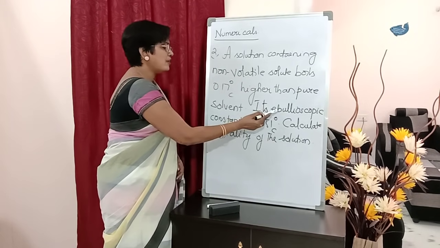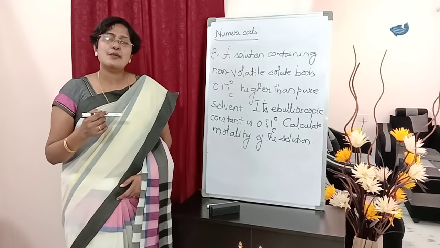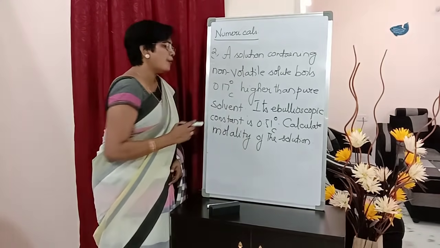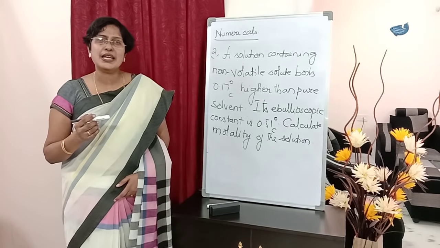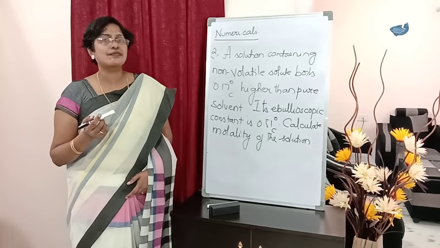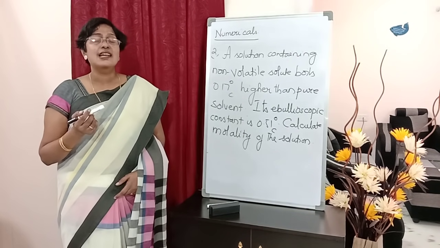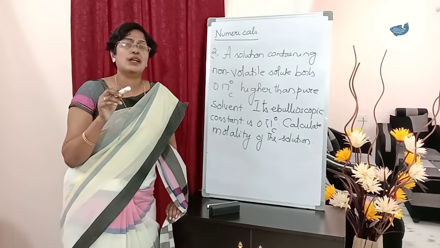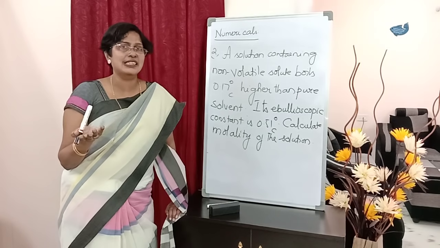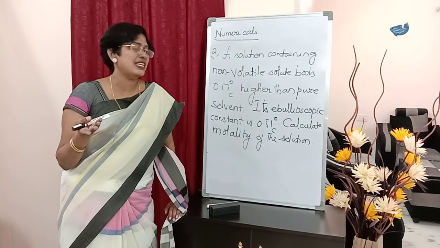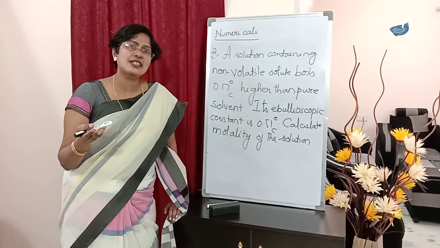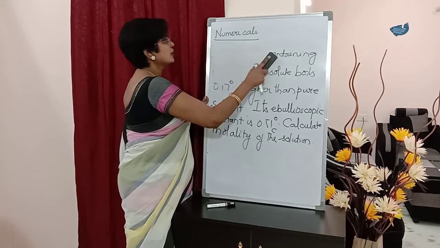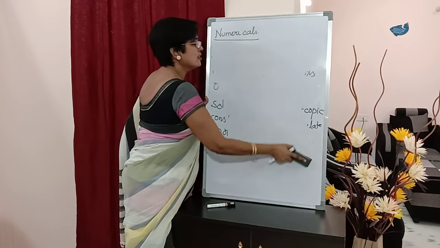Now, its ebullioscopic constant is, how do we denote it? With Kb, is equal to 0.51 degrees centigrade. What is to be calculated? Molality of the solution. So, while doing the derivation, we have derived a formula like this: delta Tb is equal to Kb into molality. So, delta Tb is given, Kb is given. Molality, how easy it is, students? So, write down, put the side heading, solution.